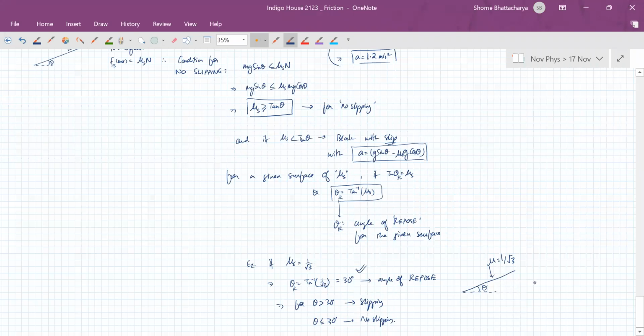Whereas if I keep it less than or equal to 30 degrees, that is the meaning of the angle of repose. It's like that limiting value of theta, that if I incline it more than that, it will create slipping. If it is less than or equal to, then the block is safe from slipping. There is enough friction to prevent slipping.